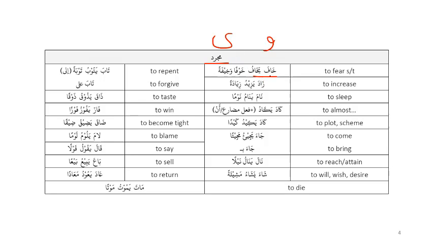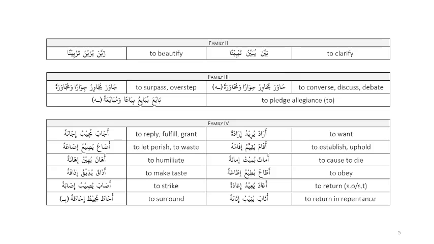But these are pretty common words: khafa, yakhafu, to fear; zada, yazidu, to increase. This also is in Urdu. Nama, yanamu, nauman, this is to sleep. So there are several common words that even translate into Urdu where we have a waw or a ya in the middle. Okay, and then here we have the ajwaf variety for family 2, family 3, 4, etc.